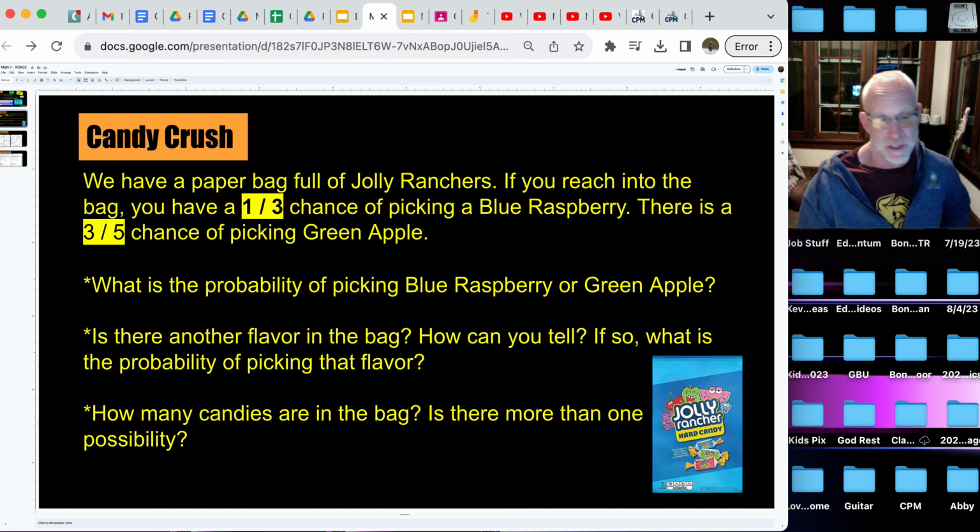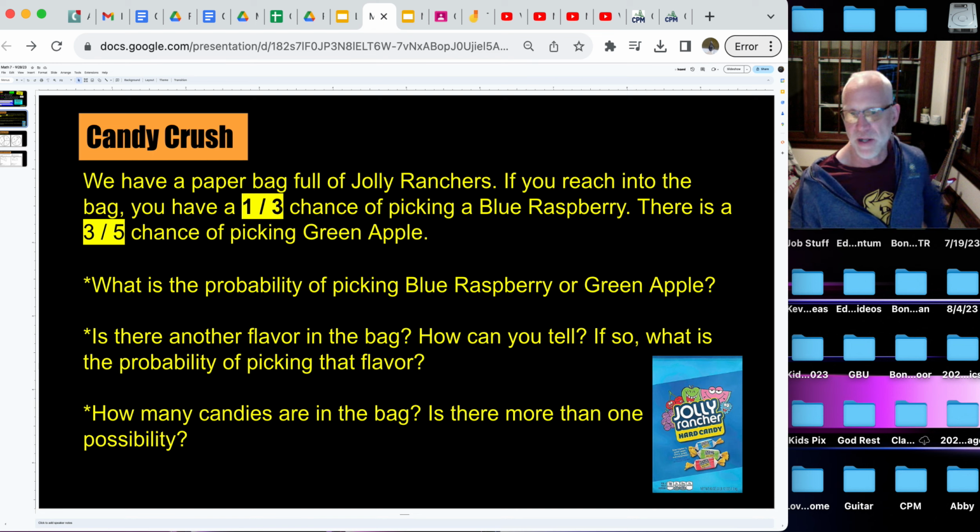Then, second question, is there another flavor in the bag? How can you tell? And if so, what's the probability of picking that flavor? And then we said, how many candies are in the bag? And is there more than one possibility or one more solution to that problem? If the kids were able to check that off, I had a little Jolly Rancher for them. And then we went into this.